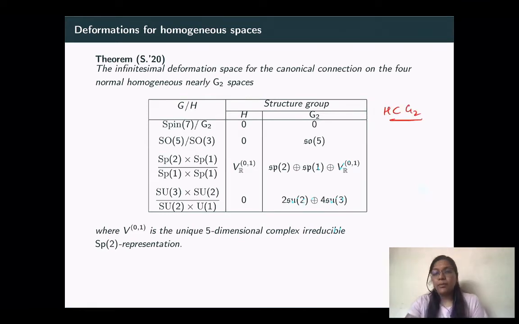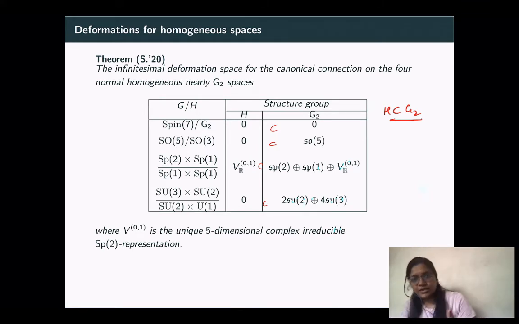One more thing that is good to observe here is that since H is a subgroup of G2, the deformation space in the second column, for example, will be a subspace of whatever we have in the third column. Because of course since H is inside G2, if there are deformations in that direction, then they will also reflect in the G2 case.